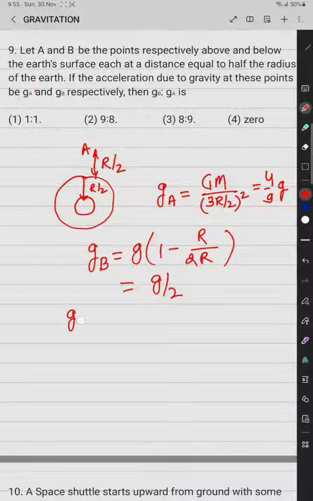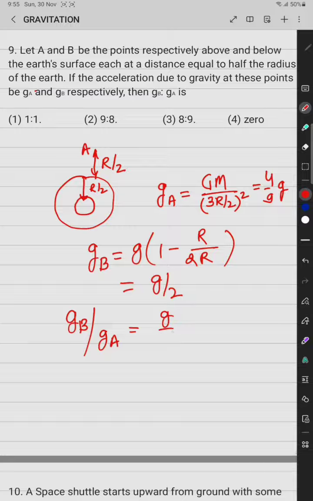Then g at A to g at B, sorry, g at B to g at A. We know g at B is g by 2, while at A it is 4g by 9. So it is 9 by 8. The ratio is 9:8. So the correct option is the second one.